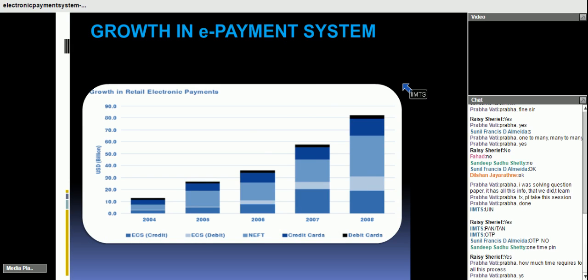Then, growth in the e-payment system. If we compare the growth from 2004 to 2008, in 2008 it has reached almost 80 billion USD.